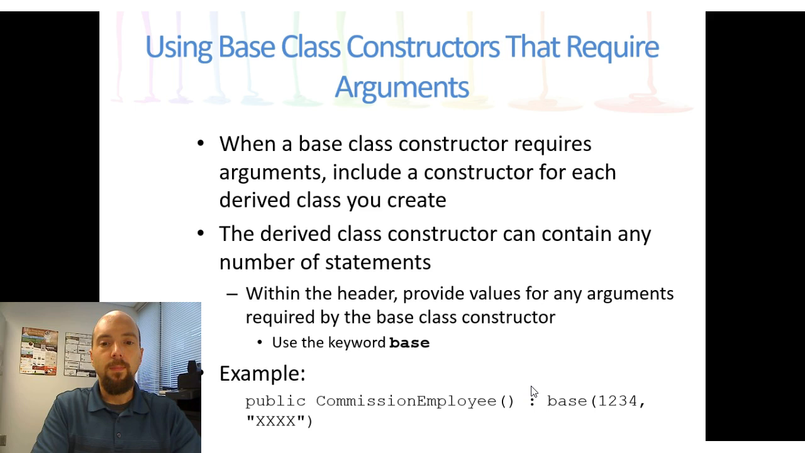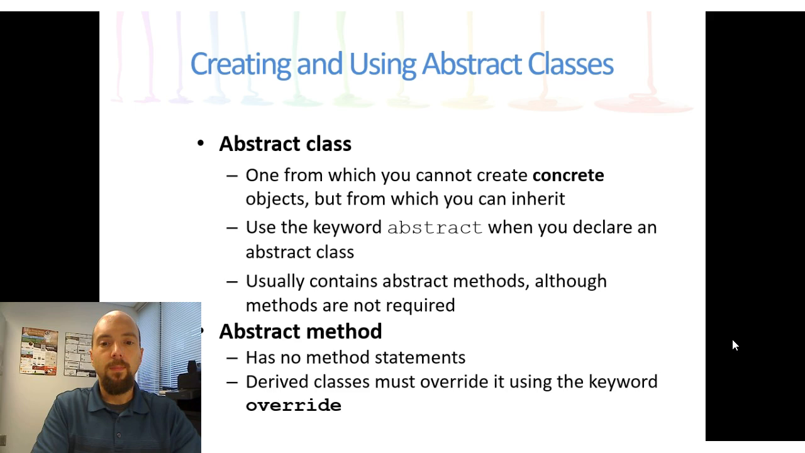We can set the commission rate here, but if I want to set their employee number, their salary, then we have to send that data over to the base, and then the base is the one that's responsible for doing that. All right, so we can have these things called abstract classes. An abstract class is going to be something like a default class where I can't create actual objects, but I can allow objects to inherit properties of it.